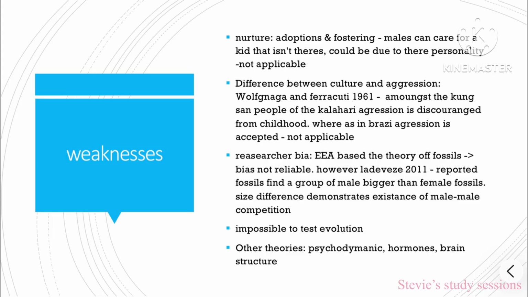Weaknesses. Nurture. Adopting and fostering. Males can care for a kid that isn't theirs. This could be due to personality. This theory does not look at how nurture may affect someone. Therefore, this is not applicable.